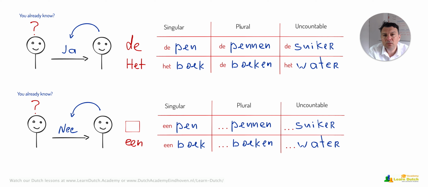When it's plural, you're always going to use de: de pennen or de boeken. When it's uncountable, you're just using the article of the noun itself. De suiker or het water.